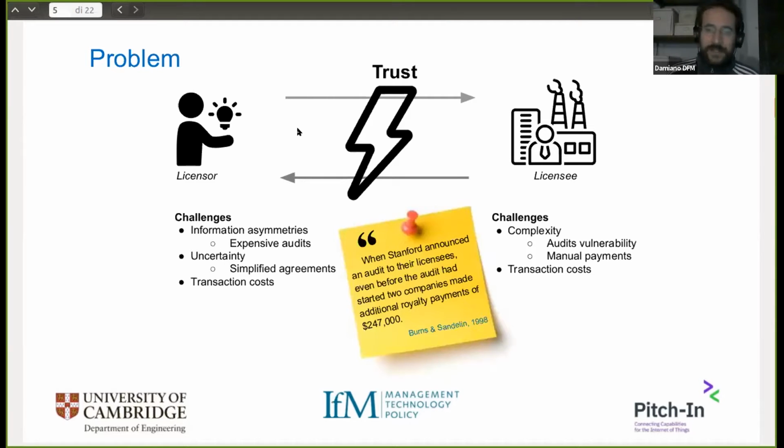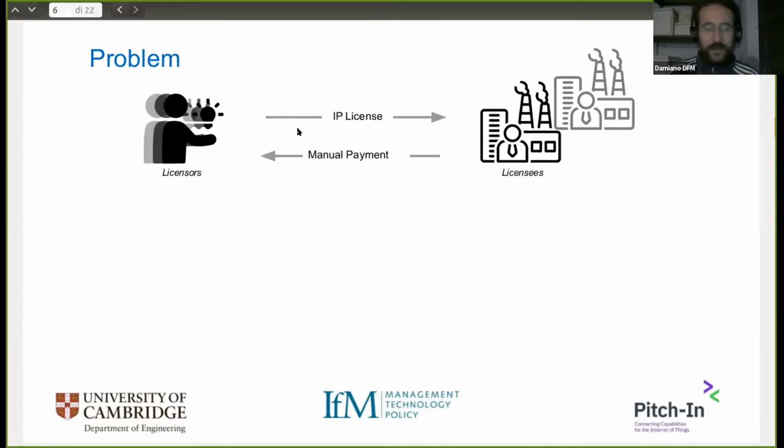And as an example, this is a famous example in the literature: Stanford University announced that it was about to audit its licensees, and then it was flooded by payments, not so inconspicuous, from licensees that were doing their due diligence check and found out that they actually owed more money to Stanford than they had paid.